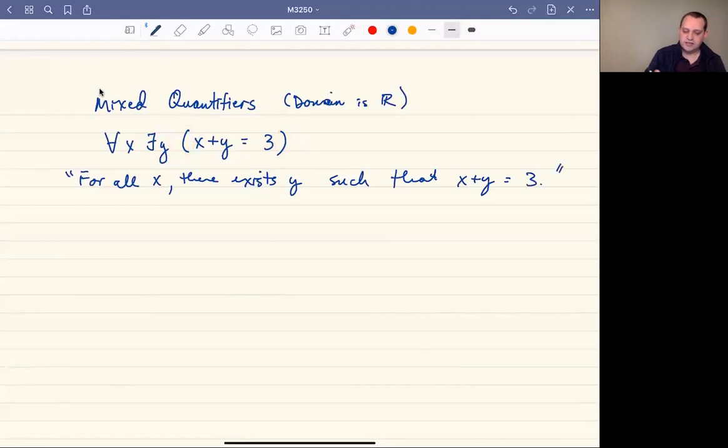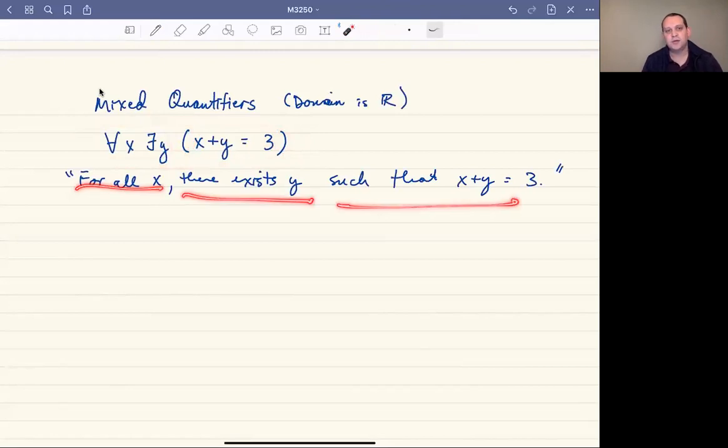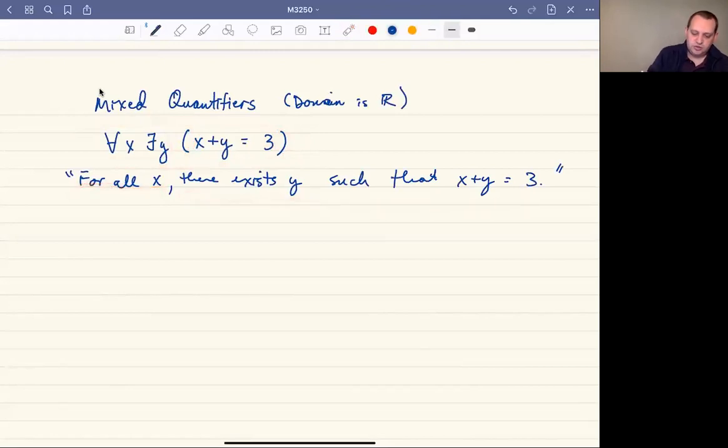So that's what this condensed statement says. For all x, there exists a y such that x plus y equals 3. And I want you to notice that you pick x first. So what this is saying is that no matter what x you start with, you can find a y such that x plus y equals 3. This statement is true.